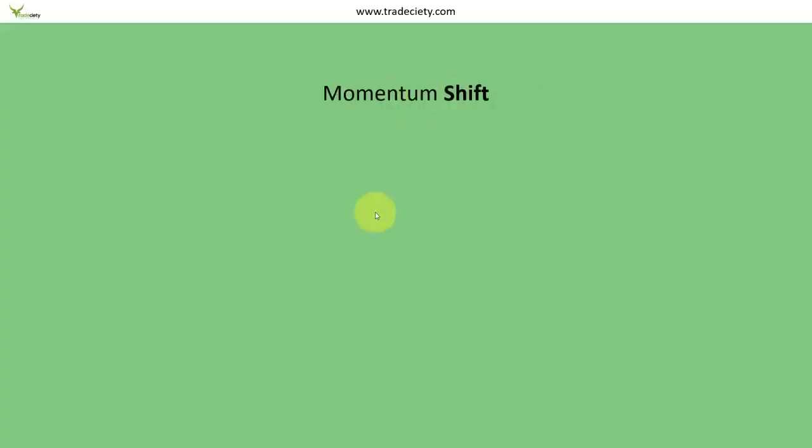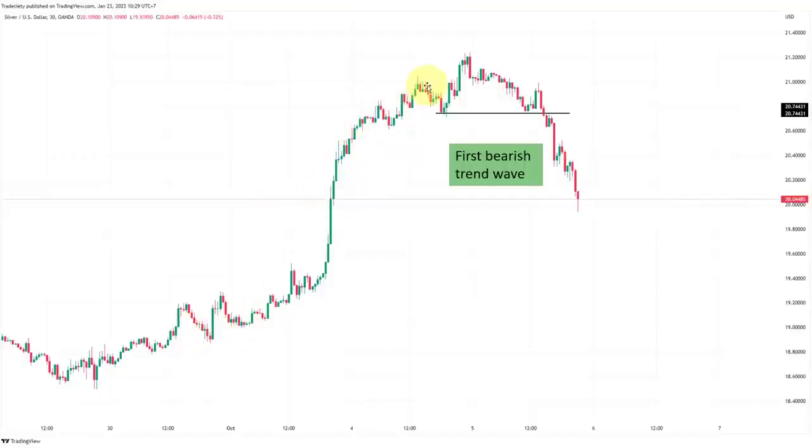And also the momentum shift is a great pattern that we can use here. So what we have is a strong bullish trend. Then it seems like we have the first strong bearish trend wave here. Very strong bearishness in the market, much stronger than anything that we've seen in the past. Here's our breakout level. A lot of traders who trade breakouts probably will have their stop loss somewhere up here.